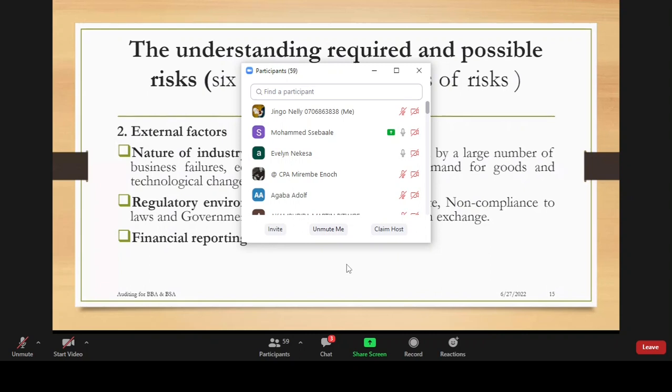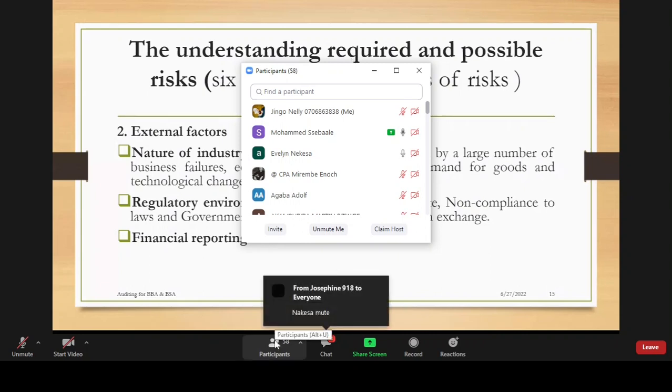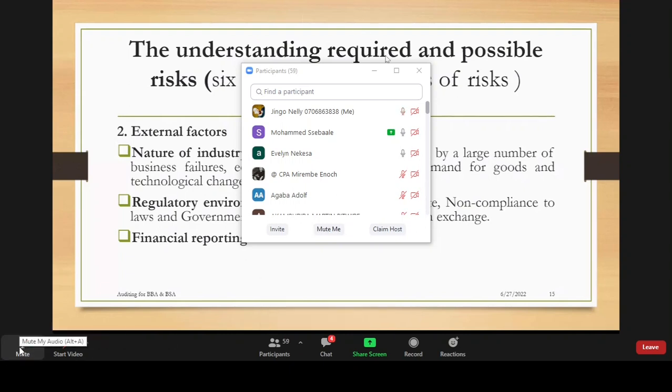Okay. So external factors, the nature of the industry, like I said. For example, in Uganda here, the economic situation that we are in poses a lot of risk. Business failures, I believe you are aware that now businesses are failing.